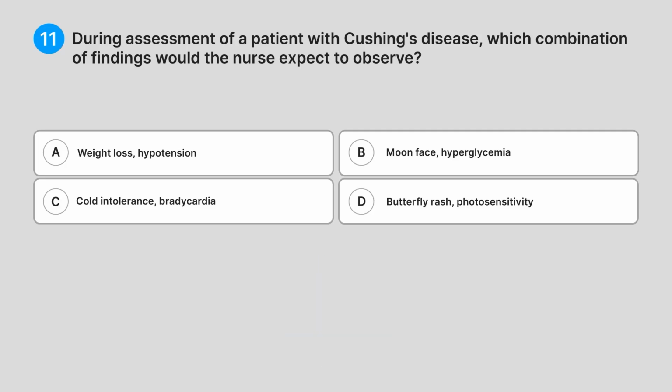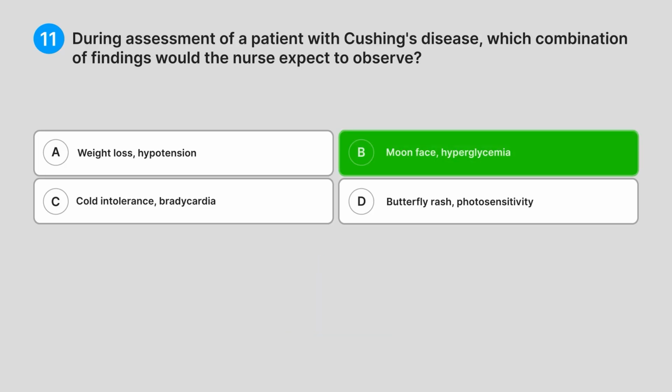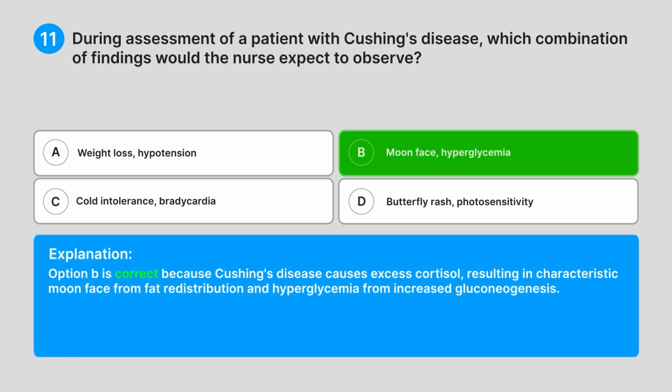Correct answer, B. Moon face, hyperglycemia. Explanation. Option B is correct because Cushing's disease causes excess cortisol, resulting in characteristic moon face from fat redistribution and hyperglycemia from increased gluconeogenesis.